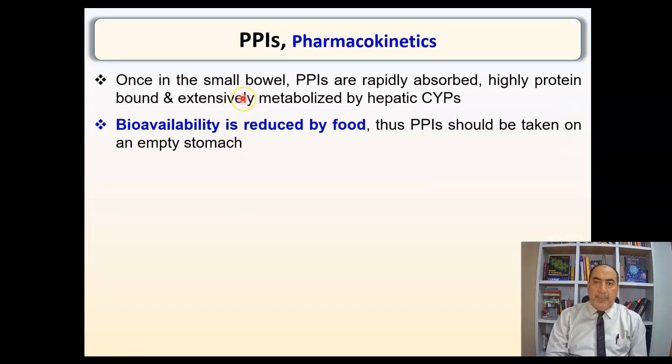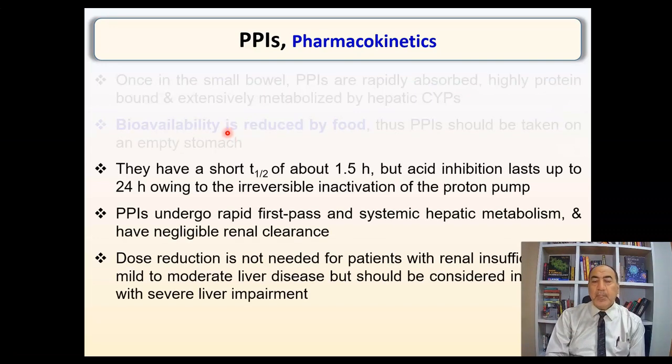Pharmacokinetics: they are very rapidly absorbed, highly protein bound, and extensively metabolized by the liver enzymes. Bioavailability here is reduced by food. Remember, for the H2 blockers, the absorption increases in the presence of food, so you take them after a meal. These guys, you take them on an empty stomach. They have a short half-life, maybe about 1 to 1.5 hours, but the effect lasts about 48 hours because of the irreversible inhibition of the pump.